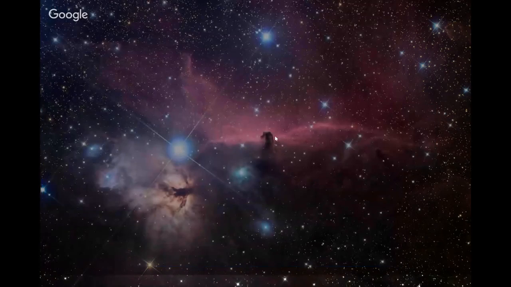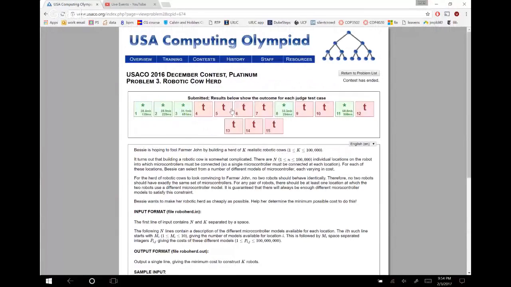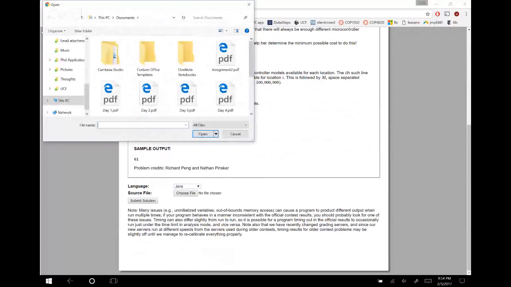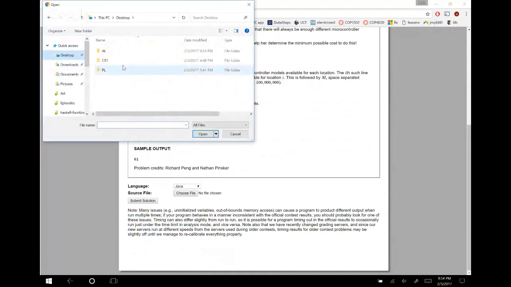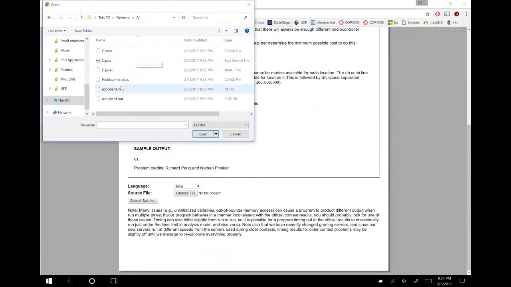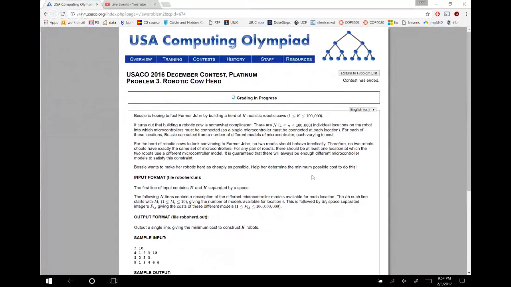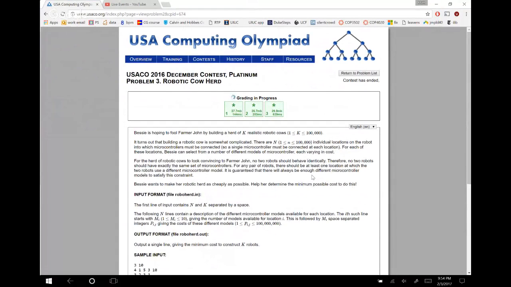So I'm going to submit to USACO. And you can see, last time I tried this, I got a bunch of time limits. So we'll see if I can get that to work this time. And while the grader's running, I can talk about what's causing issues for our code and see if we can figure out some optimizations.